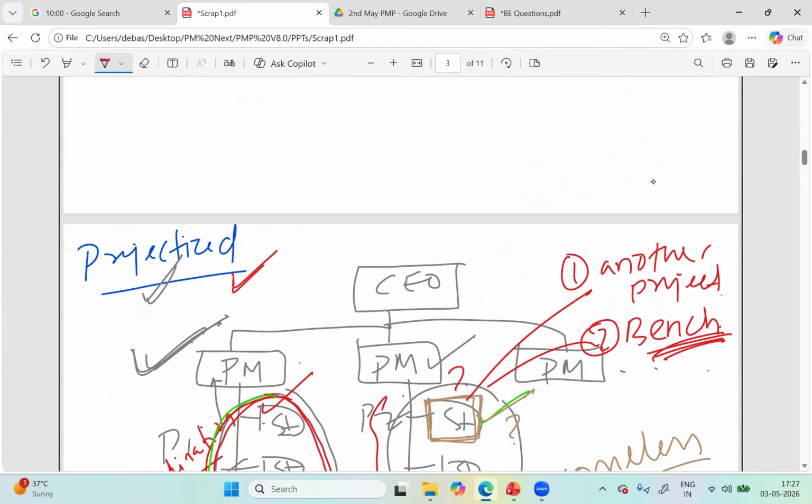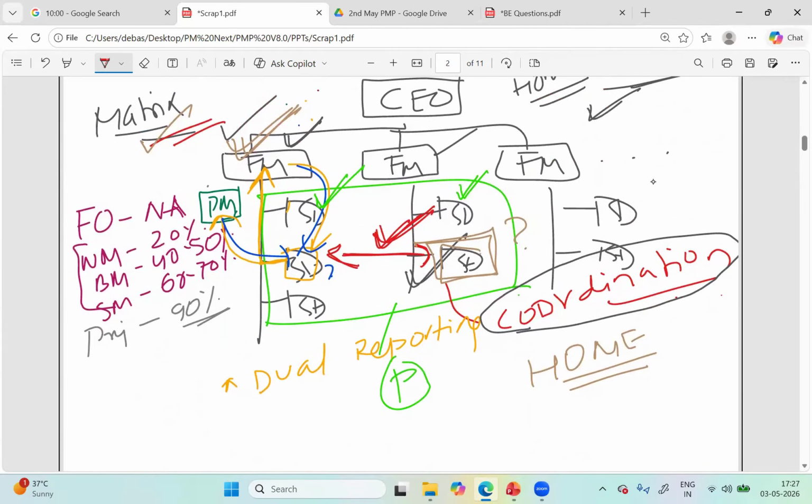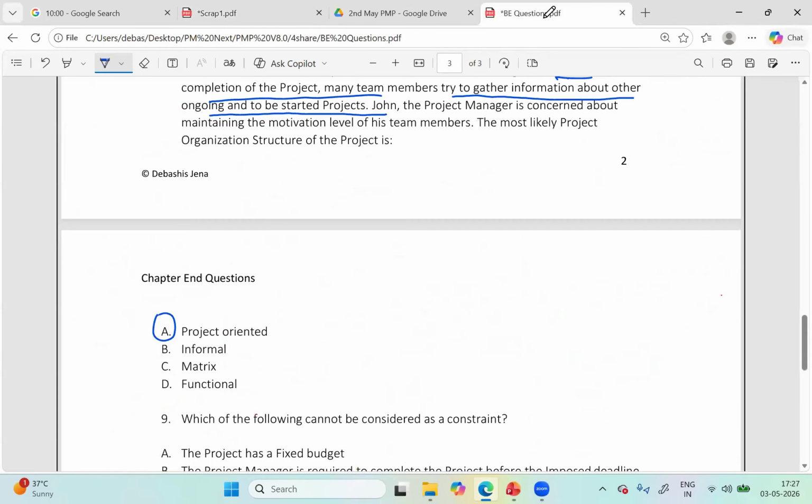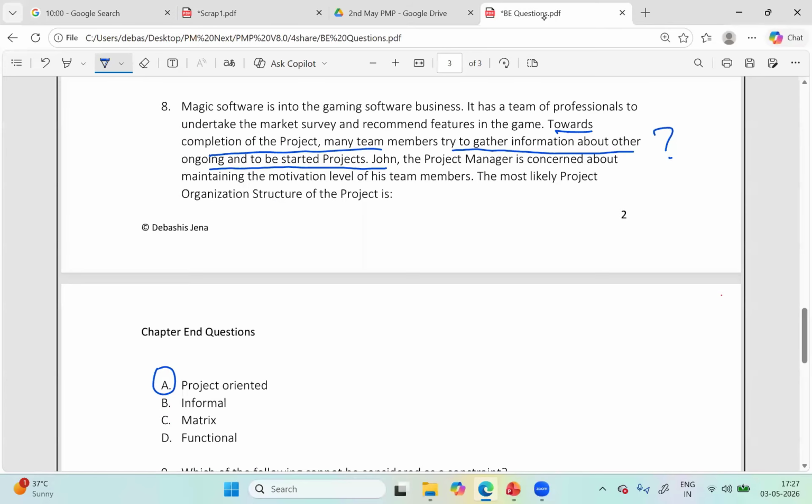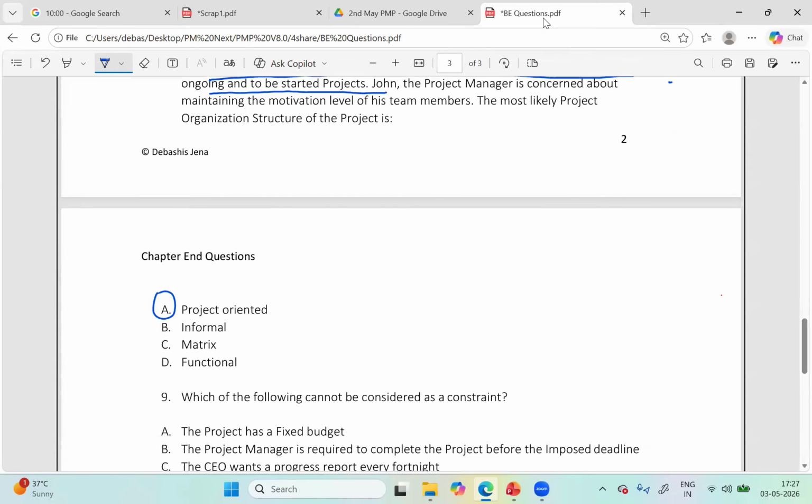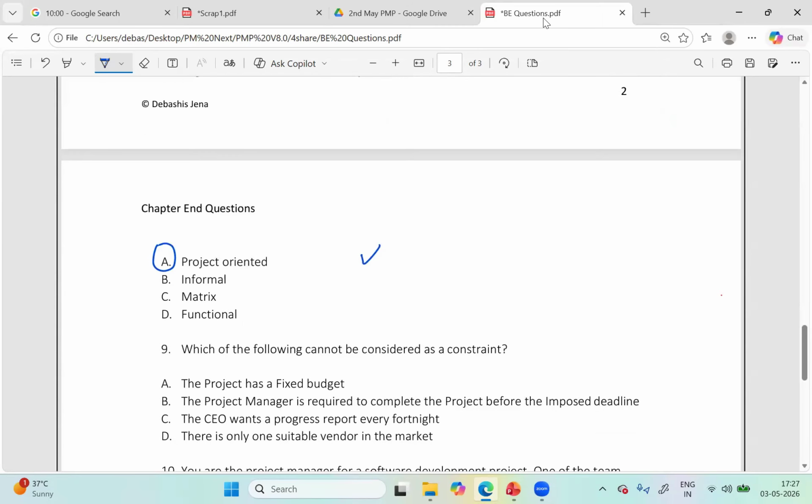But the same is not the case in functional or matrix, because here the resources know, where do I go next? Back to my function. So from the fact that people are trying to find out what other projects are going to start, it must be projectized. Had it been functional or matrix, this concern wouldn't have been there. Okay. I hope you already understood this, or at least now understand. Let me know if you still have some doubts.